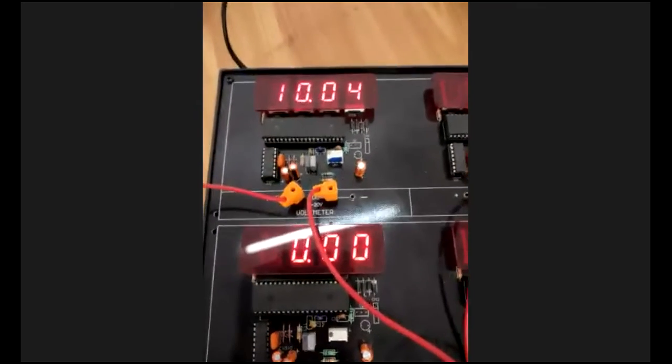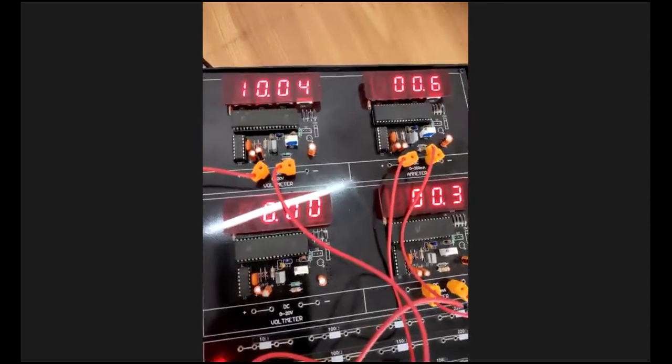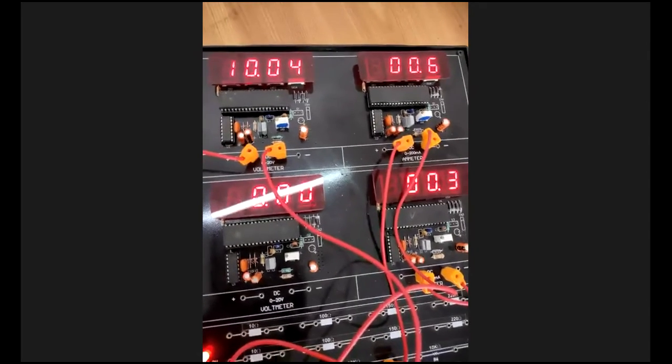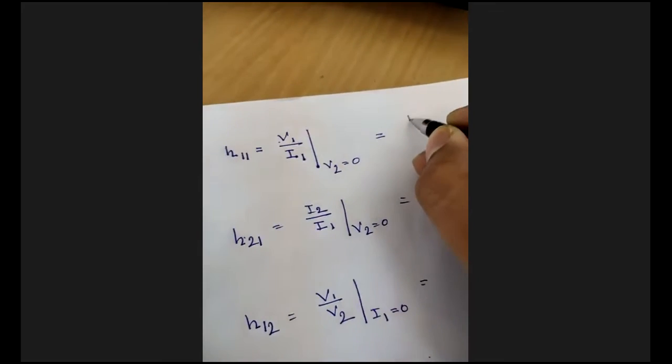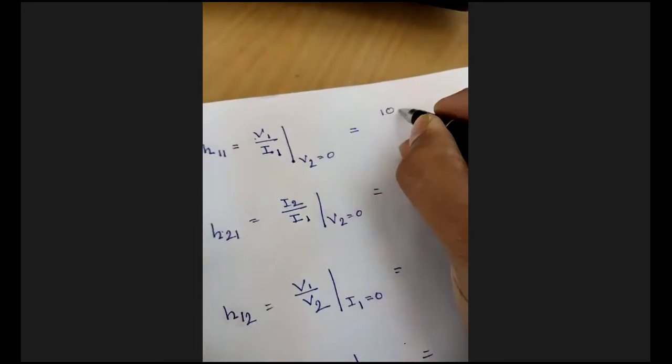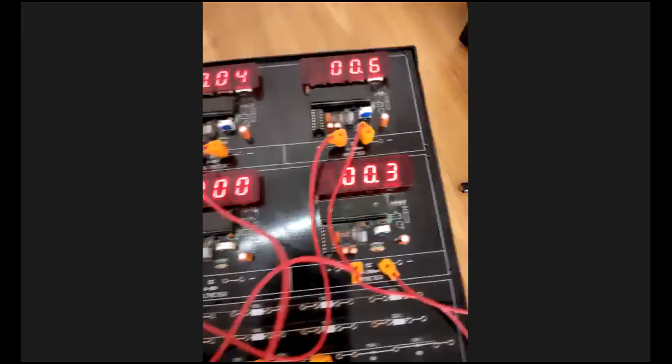The input voltage is 10 volt. Please tell me the reading so that I can write here. What is the value of V1? Okay, the value of V1 is 10.0. And what is the value of I1?